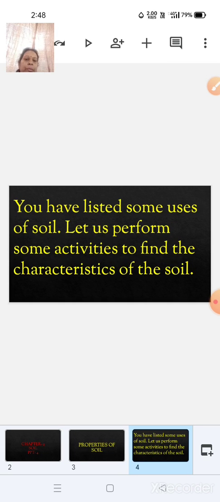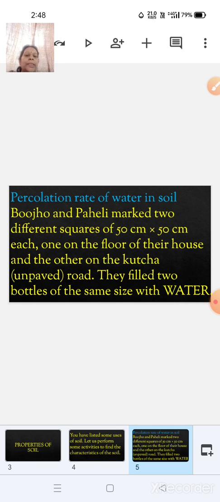As you know, we have already listed some of the uses of soil, such as pot making, making of the toys, making of the statues, etc., from the clay soil. So, children, now let us perform some activities to find out the characteristics of the soil. We will start with the first characteristic, that is percolation rate of water in soil.